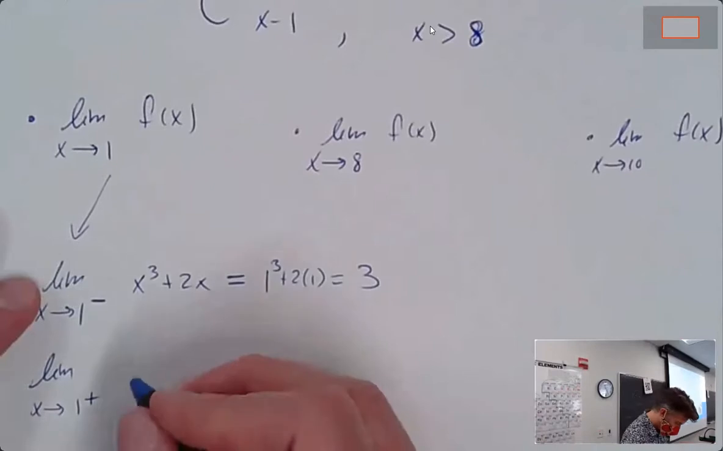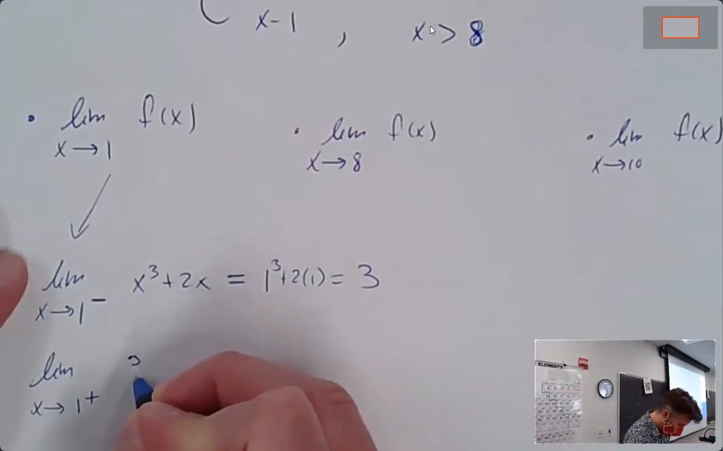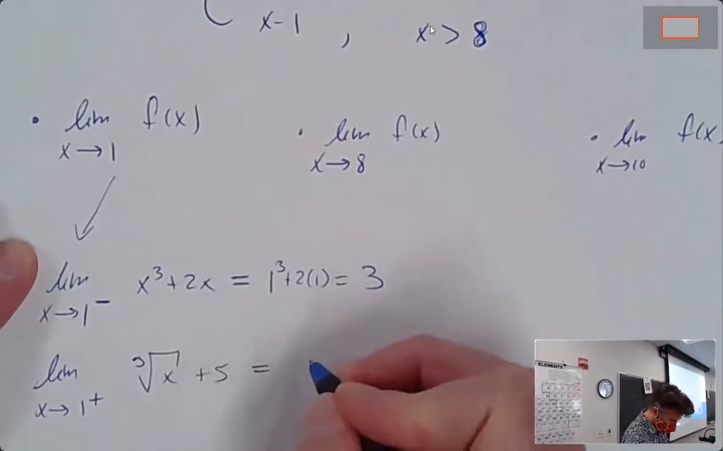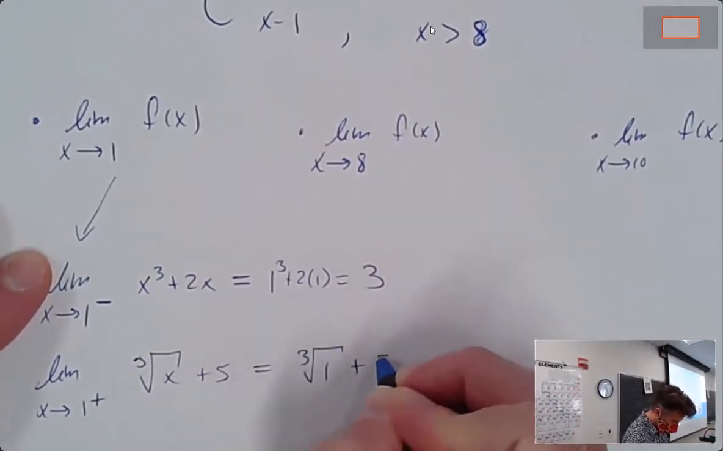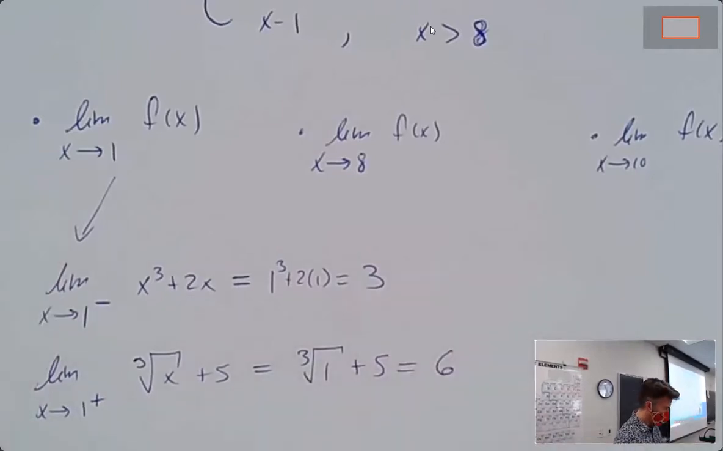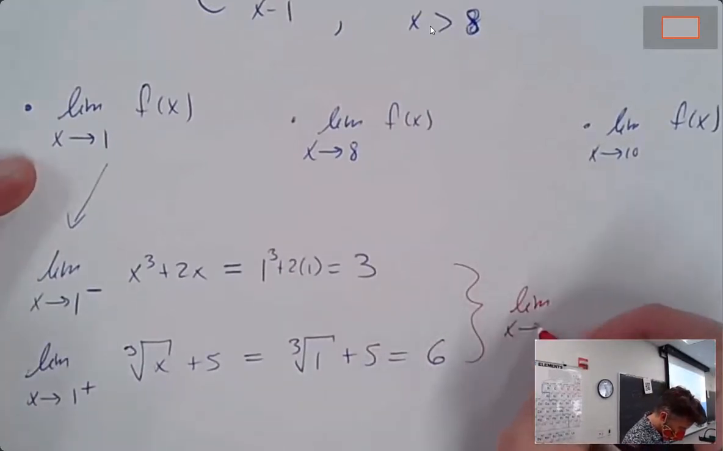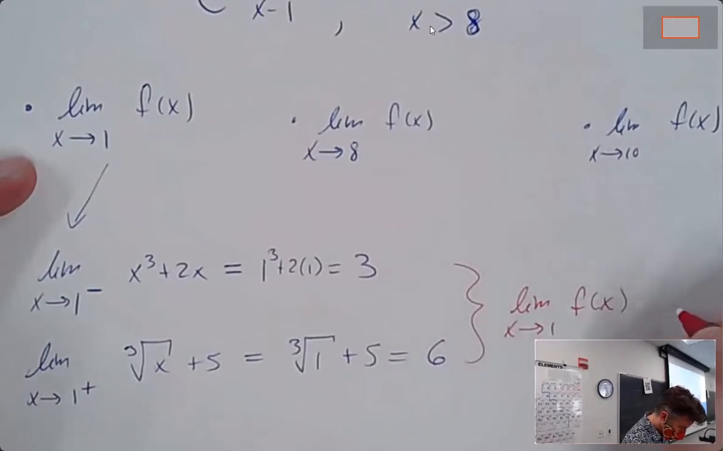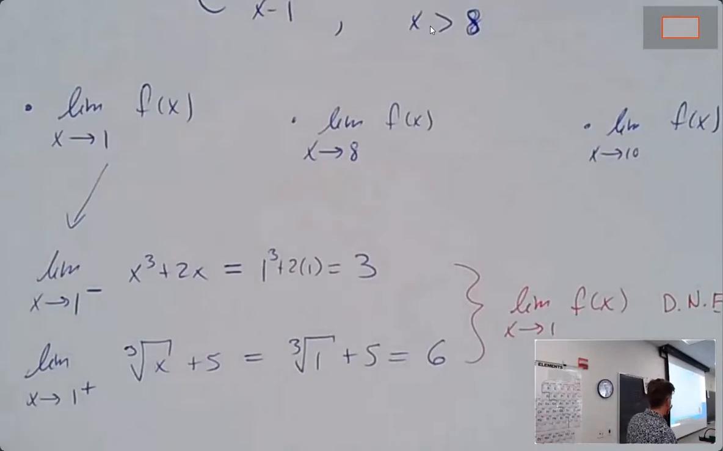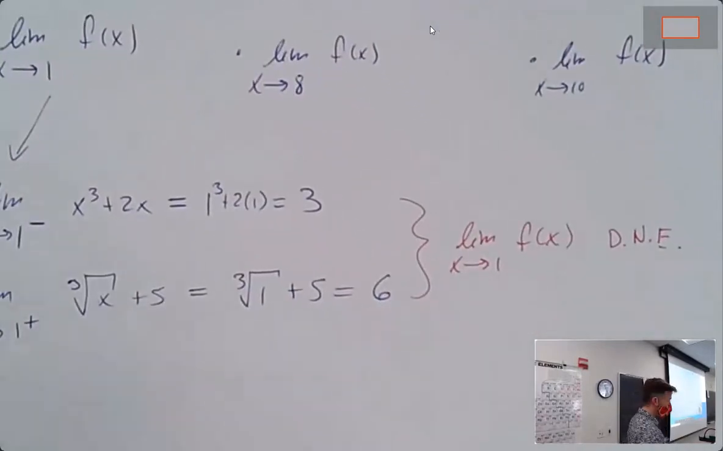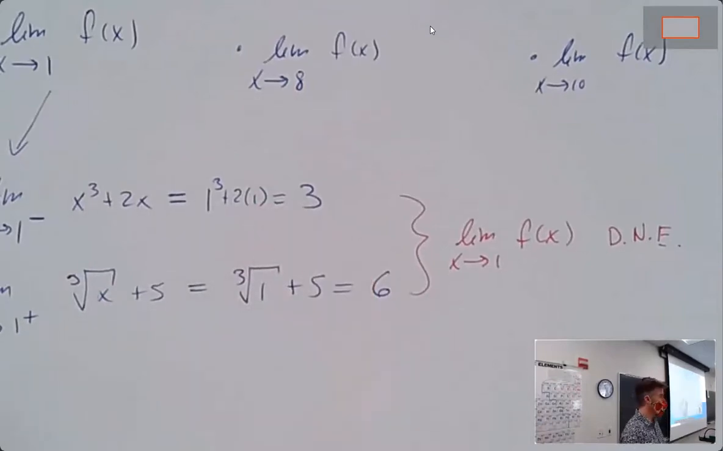So when we do that, it's going to be the limit as x approaches 1 from the right of the cube root of x plus 5, which is going to be the cube root of 1 plus 5, which is 6. And those are not the same. So that means that the limit as x approaches 1 of the function does not exist. And we typically abbreviate that with a DNE. Because the left-hand limit and the right-hand limit are not the same.